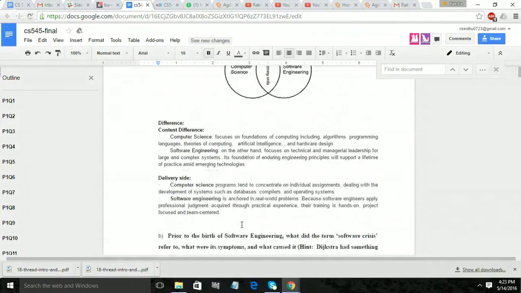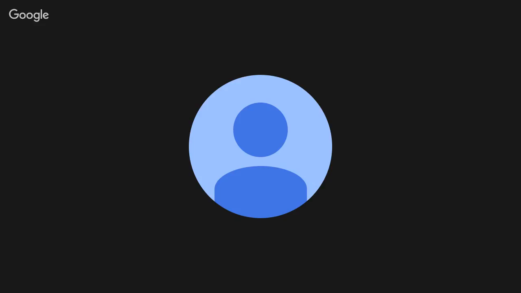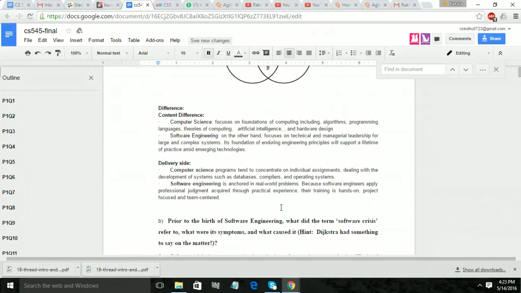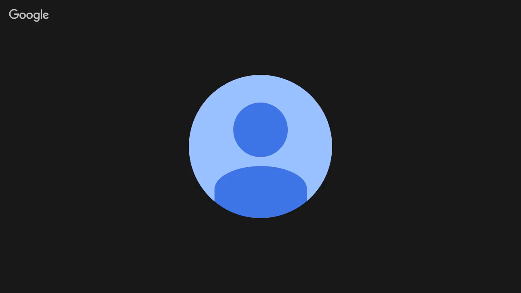The second part of this question was how is it different from computer science? I've explained differences with two aspects, like content difference and delivery side. So what is delivery side? Like when we are ready with our product to deliver, like we are ready with our Ruby project to deliver to our professor. Okay, move on to the next part.